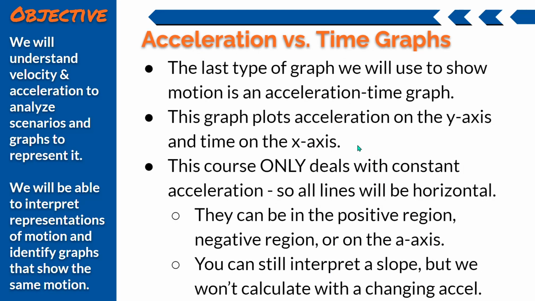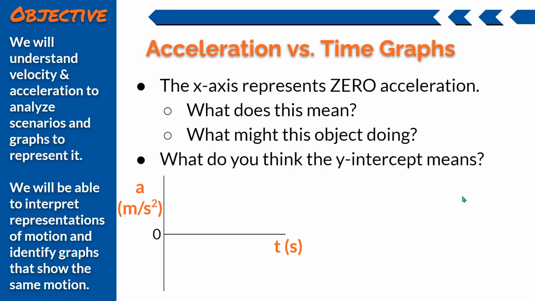The last type of graph that we're going to very quickly talk about are acceleration time graphs, and these are pretty easy because they just plot acceleration on the y against time on the x, and because we only deal with constant acceleration, all of our lines are horizontal. That's why it's easy. The x-axis represents 0 acceleration. If I'm not accelerating, what might I be doing? Moving at a constant speed or not moving at all.